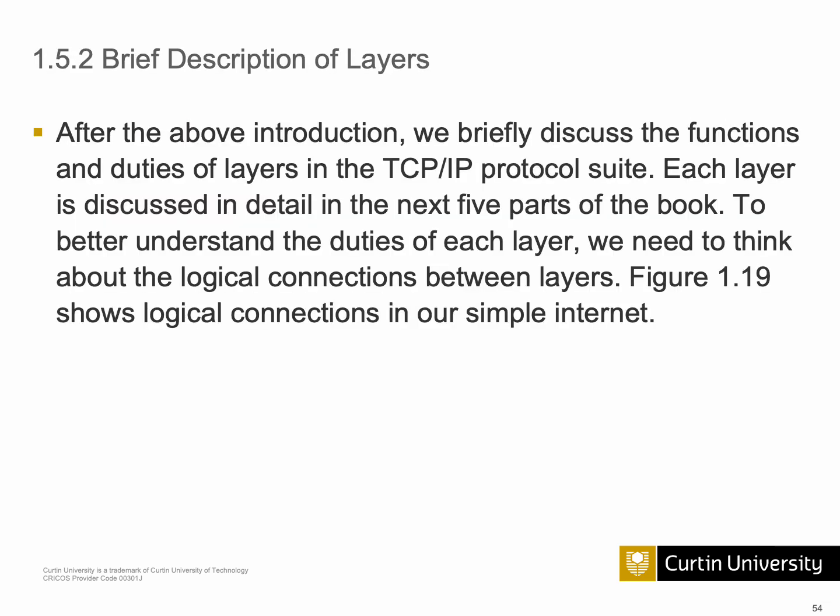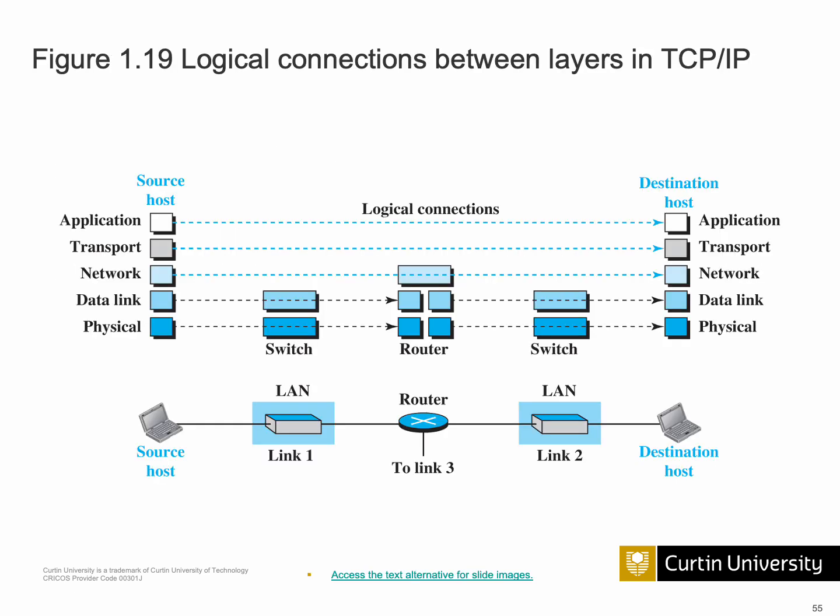Now we look at a brief description of each layer. So in this figure, you can see the logical connections. These are not actual connections, they are imaginary connections. But these connections make it easier for us to think about the duty of each layer. So this figure shows the duty of the application, transport and network layers, and they are end-to-end. However, the duty of the data link and physical layers is hop-to-hop.